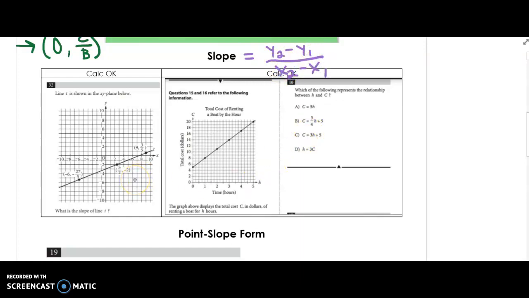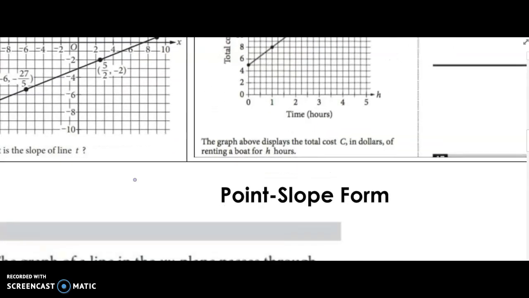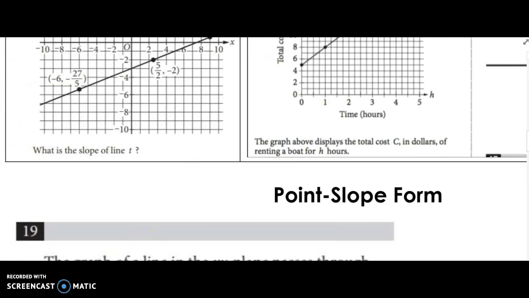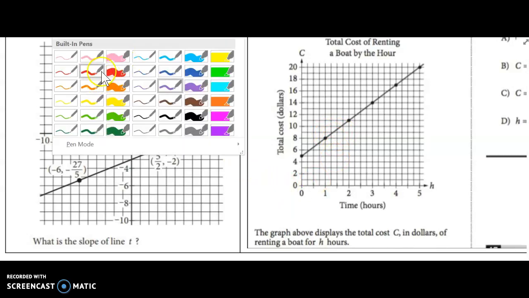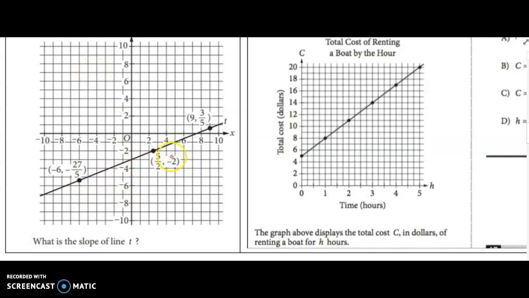When we were looking at this first example, it's what is the slope of line t? You kind of have a few options, and one way that the SAT likes to make it a little bit more complicated for you is by making you deal with kind of nasty numbers, right? Like -6 comma -27 over 5. Not here for that today, but you know what? It's the SAT. We gotta deal.